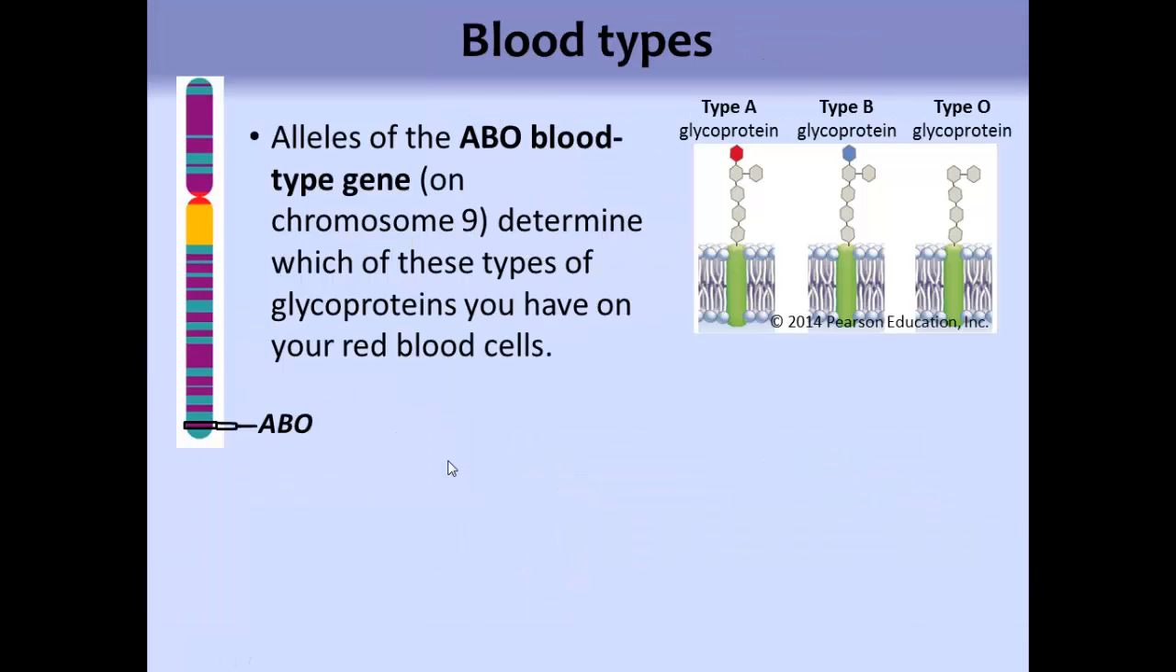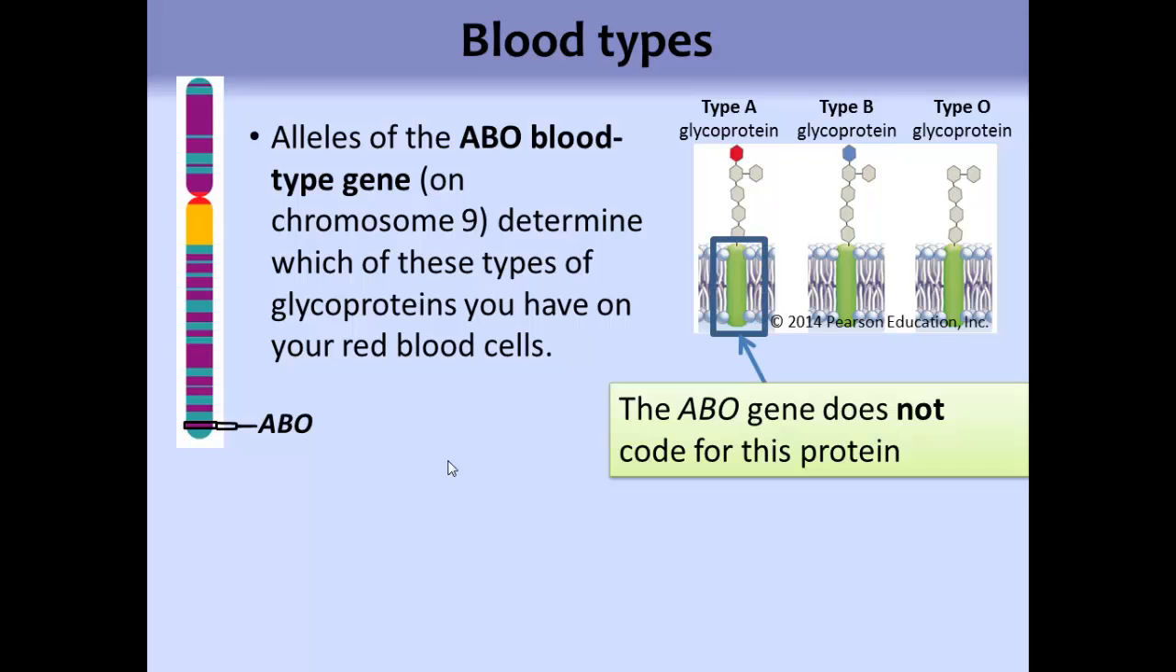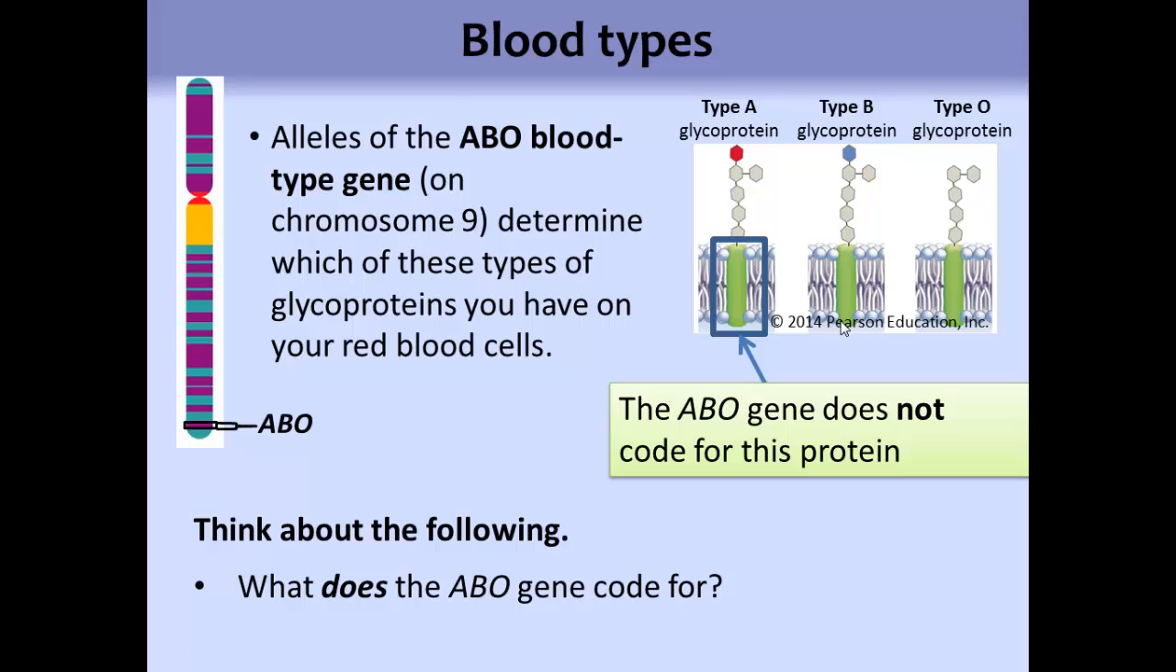The gene that determines what type of blood you have, A, B, etc., is located on chromosome 9. And here's the catch. That gene does not code for this protein here. So I'd like you to think about this. What could this gene code for? If you're still thinking about this, go ahead and pause the video so you have time to think.